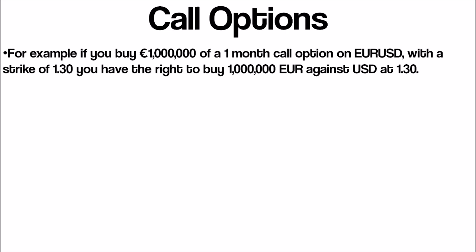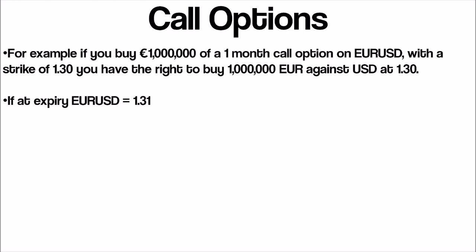So you own a 1-month call option for 1 million euros on euro-dollar, and the strike is 1.3. When we talk about options, we move away from the settlement rate and we start referring to the exchange rate at which the contract is determined as the strike.